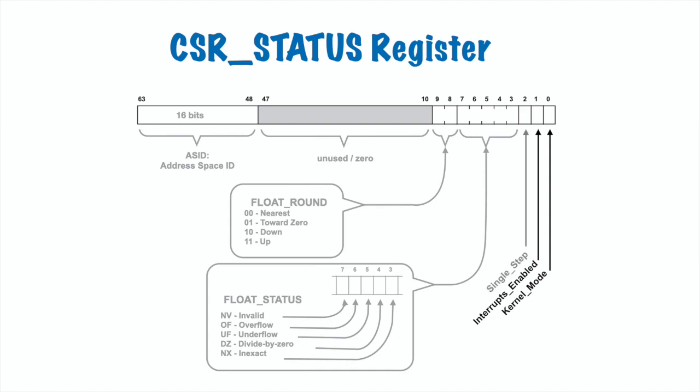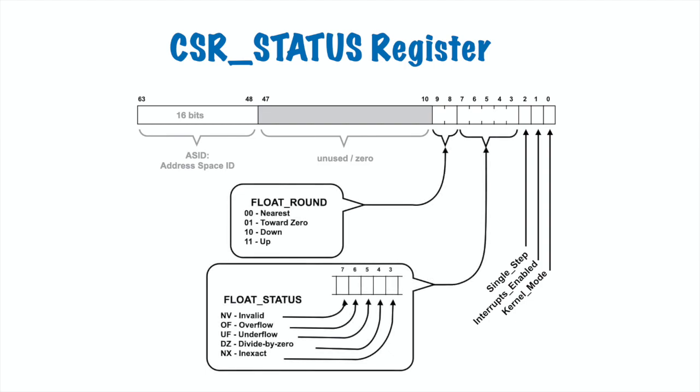There's a bit for single stepping mode to support runtime debugging, and there are some bits required by the floating point instructions. And finally, we see the address space identifier. Each virtual address space has a unique 16-bit identifier, and this is used when the hardware maps virtual addresses into physical addresses.